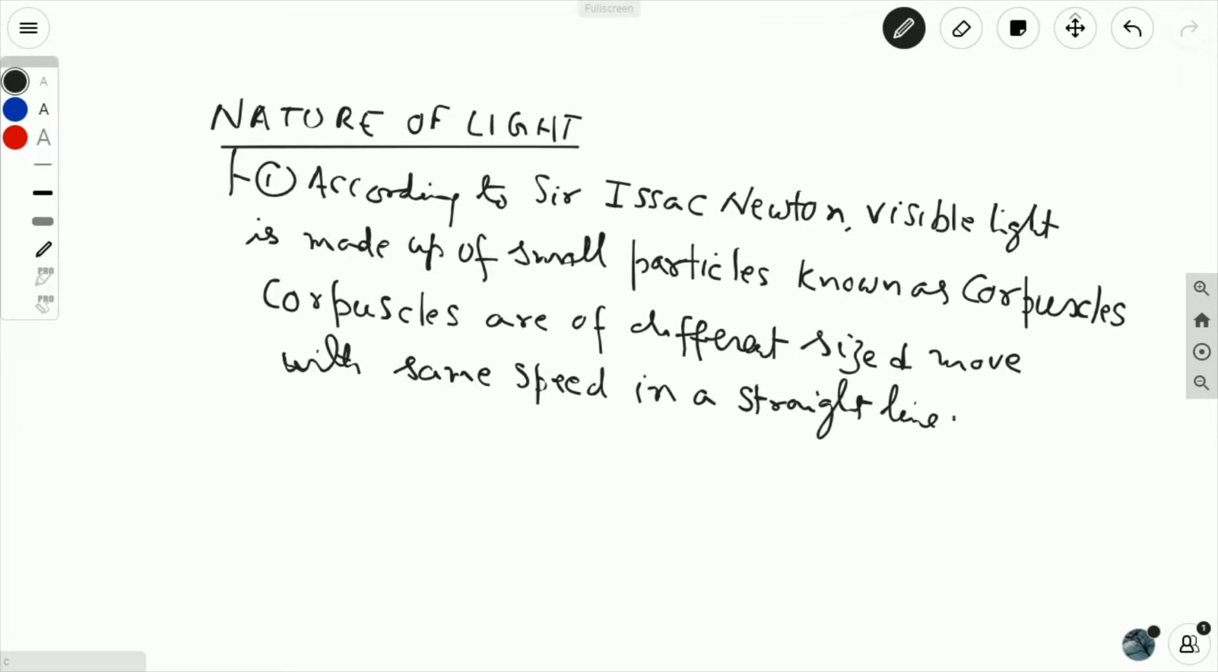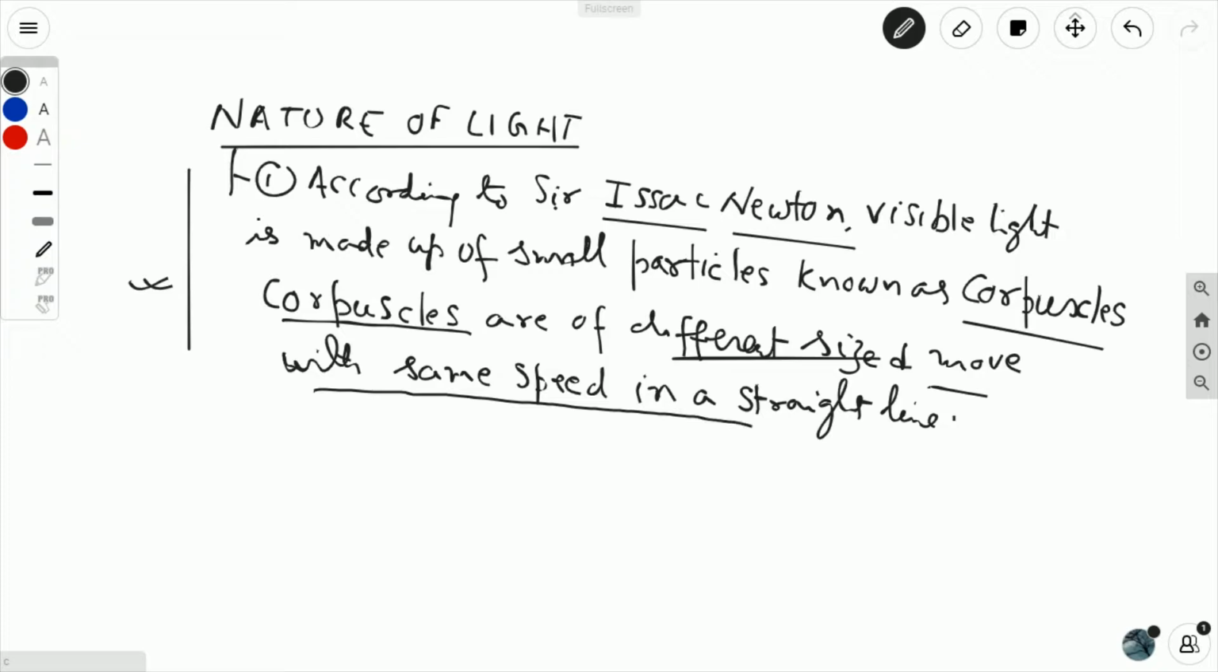This is a very important thing: according to Sir Isaac Newton, visible light is made up of very small particles known as corpuscles, and the corpuscles are of different sizes and move with the same speed in a straight line, right? So this is about Isaac Newton.